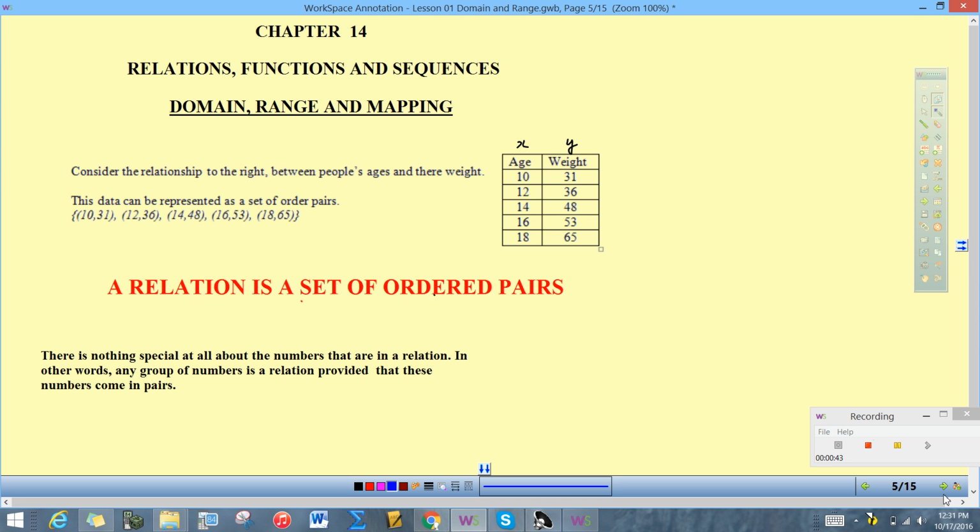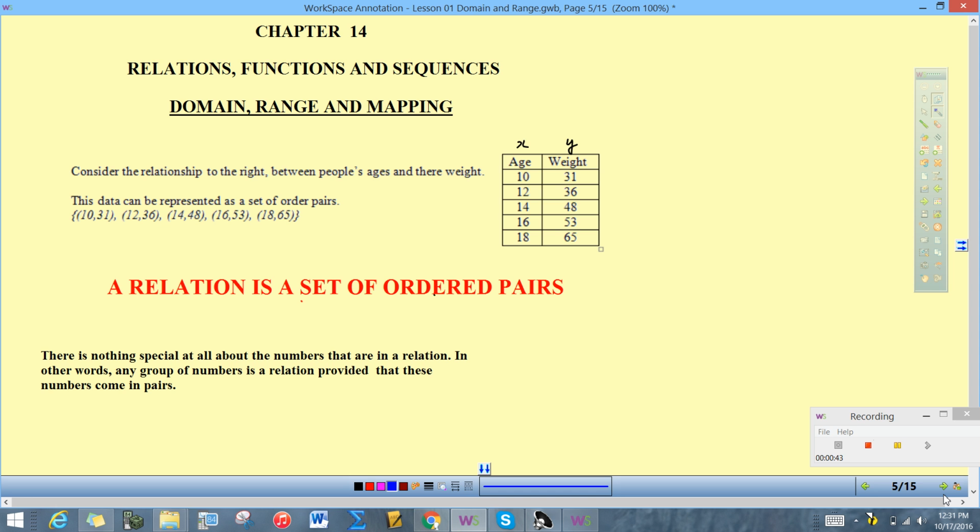Okay, so what we're going to do is start considering the relationship that's found between people's ages and their weight. If we take a look at that table off to the right, we have ages of 10, 12, 14, 16, and 18, and we have weights of 31, 36, 48, 53, and 65. Now, the relationship that exists between them is actually called a relation.